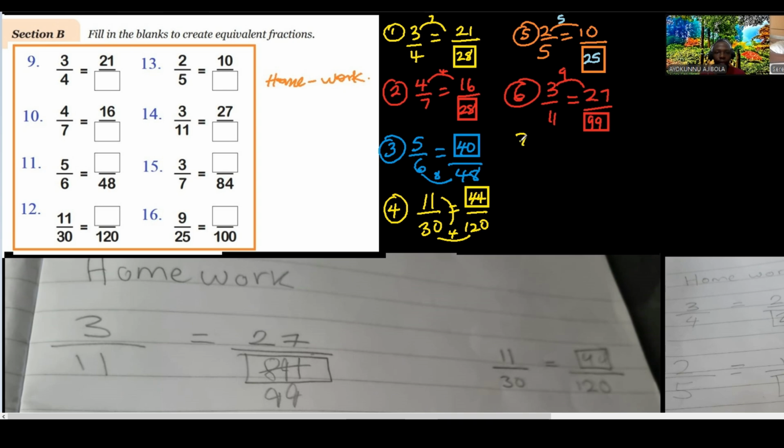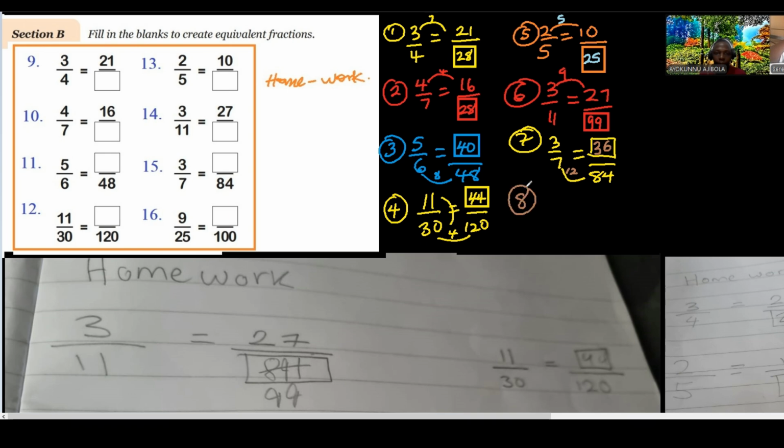Then number 7, we have 3 over 7 equal to something over 84. So 7 times what will give me 84? Now 7 times 12. Okay, you mean the answer should be 36, right? Yeah. That's correct because 7 times 12 gives me 84. Then 12 times 3 is 36. Okay.